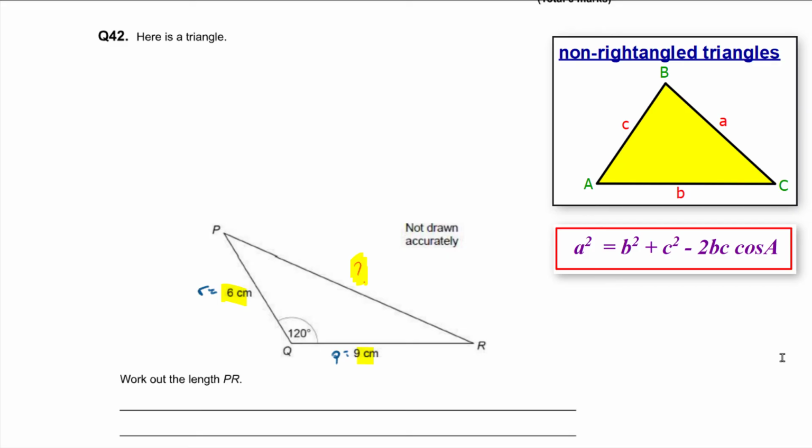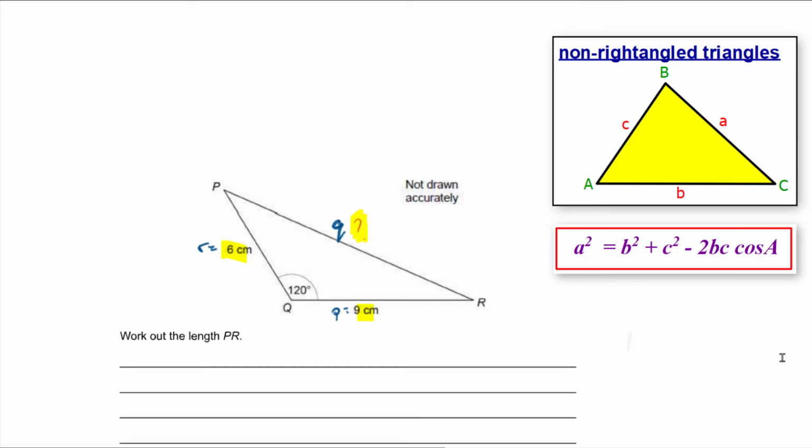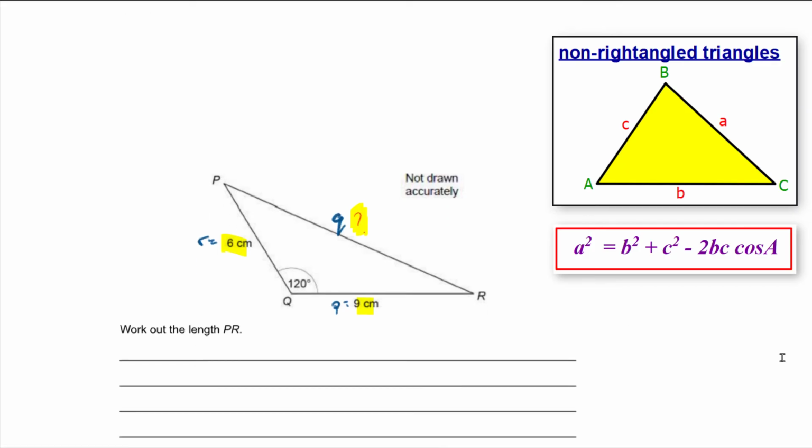I'm just going to reorganize the cosine rule for the letters that I've got. So now I'm going to start off with the letter I want, q squared. It's a little bit like Pythagoras. It starts off like Pythagoras' theorem. So it's q squared equals r squared plus p squared.